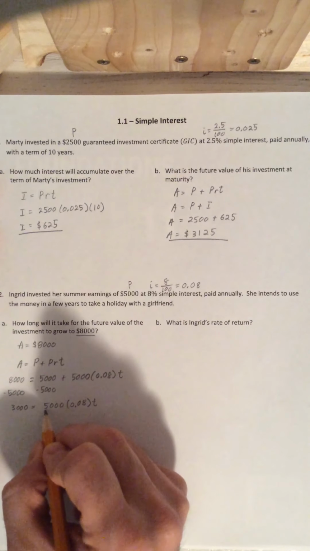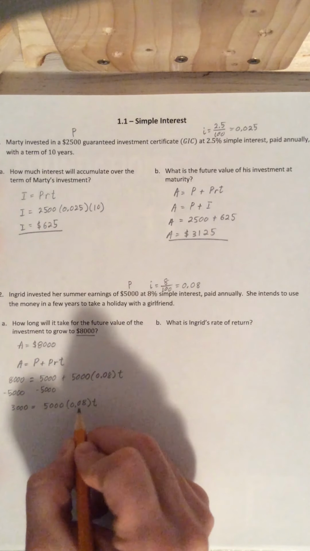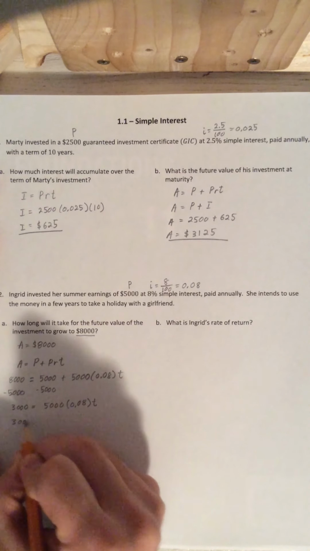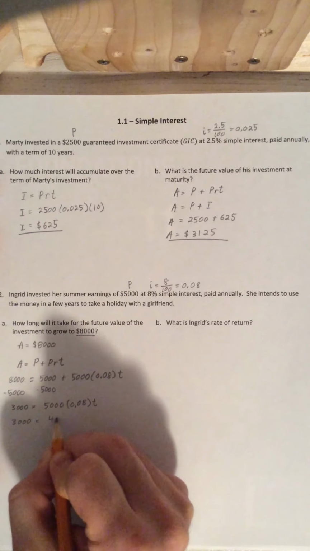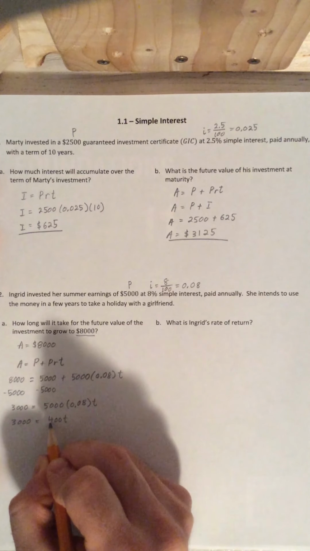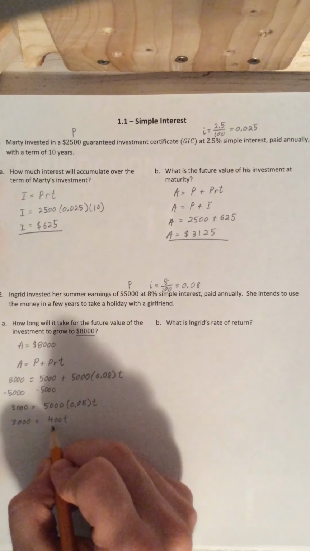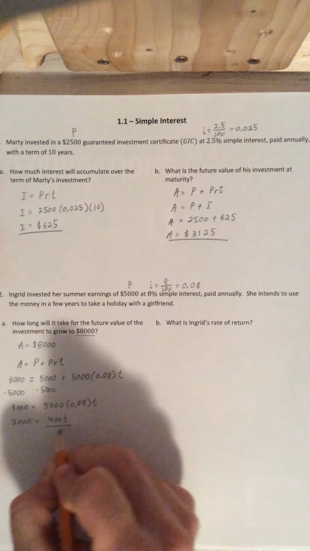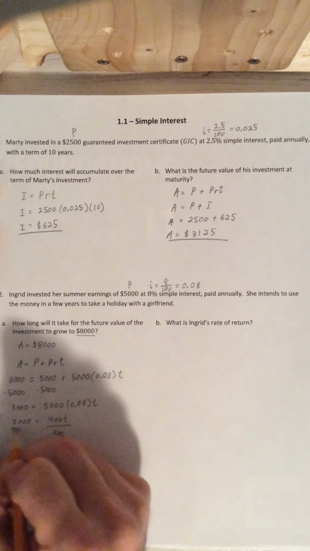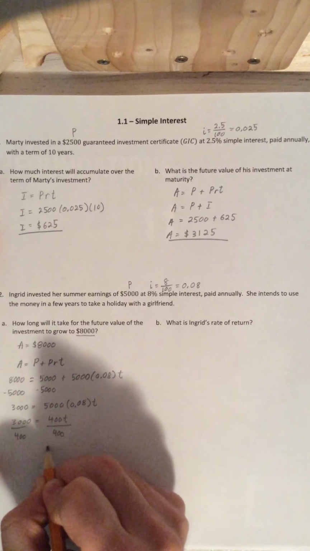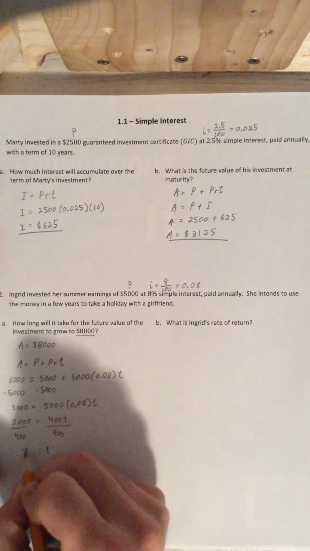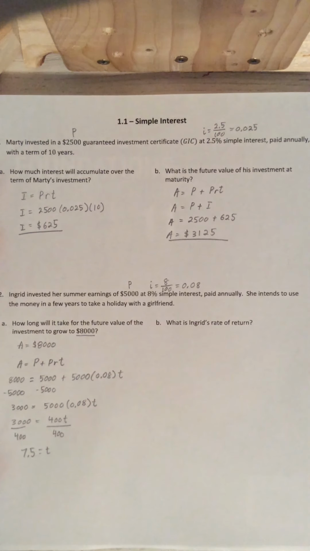So what I'll do here is take 5,000 and multiply it by the 8%, and this is going to equal 400. So 400 multiplied by the time will give us 3,000. To isolate t, what we would do here is divide both sides by 400. And this would tell us that the time it would take is 7.5 years.